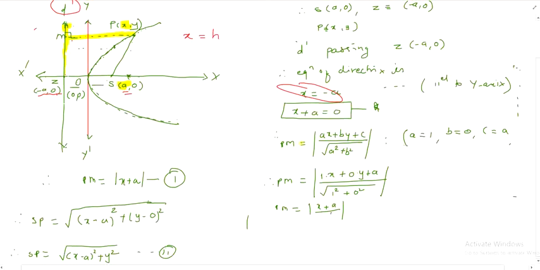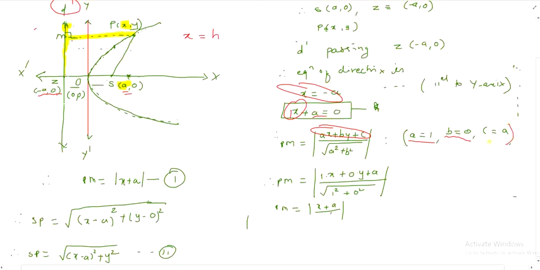So it is given by mod of ax plus by plus c divided by under root a squared plus b squared, where a and b are the coefficients of x and y. If we compare this ax plus by plus c with x plus a is equal to 0, then we get the coefficient of x, a, is equal to 1. Look at this, there is no coefficient of x written, means it is considered as 1. There is no term of y, means b should be 0. And the constant term, that is c, is equal to a.